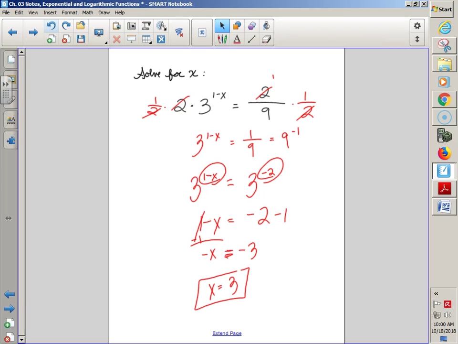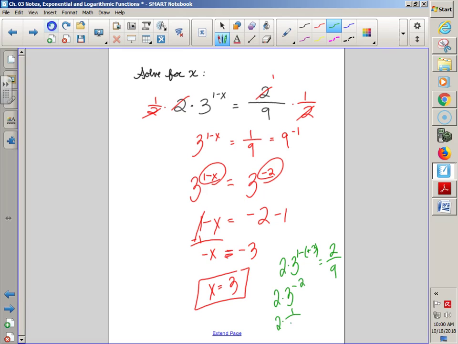If you guys weren't totally solid and sure about whatever answer you thought of, you could have gone back to the beginning and said 2 times 3 to the 1 minus negative 3 equals 2 over 9. Not negative 3, I plugged in the wrong number. It's a positive 3, right? And 1 minus 3 would be 2 times 3 to the negative 2. And that'd be 2 times 1 over 3 squared, which does end up equaling 2 over 9.